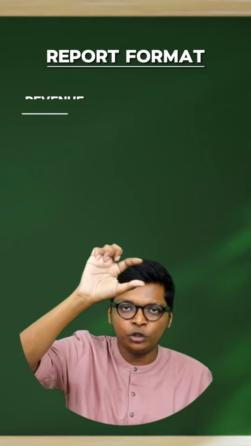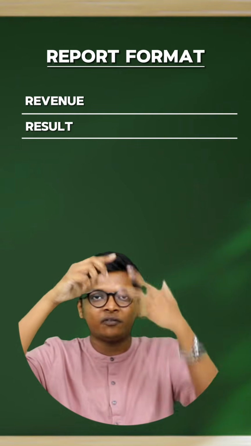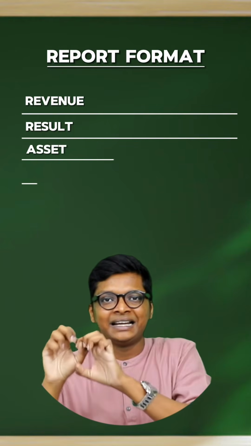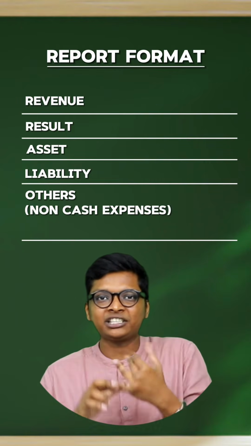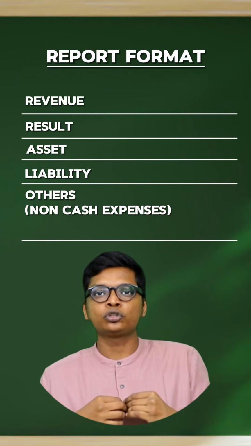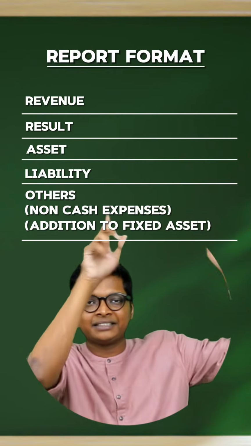We will show revenue, then we will show result of each segment. We will show asset, liability, and we will also show others. Under others, we will show non-cash expenses, and we will also show addition to fixed asset. This is the report format.